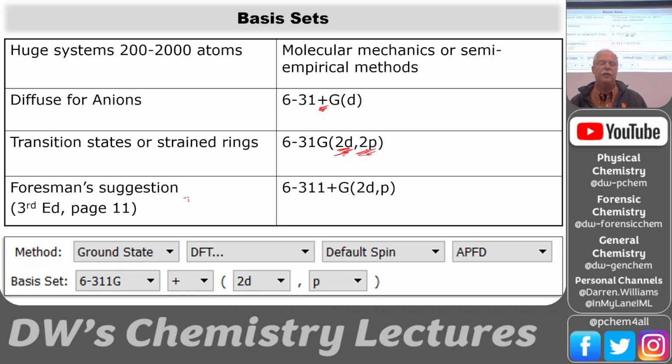This book, Foresman's Electronic Structure Methods Using Gaussian, he suggests this. Our computers are fast enough now, they can handle a sort of baseline calculation like this. And he likes this APFD, but I've been doing everything in your lab with B3LYP, so it's been the industry standard for 20 years or so. So we're just sticking with B3LYP. But anyway, our computers are getting fast enough, we can add a little extra rigor to our calculations.